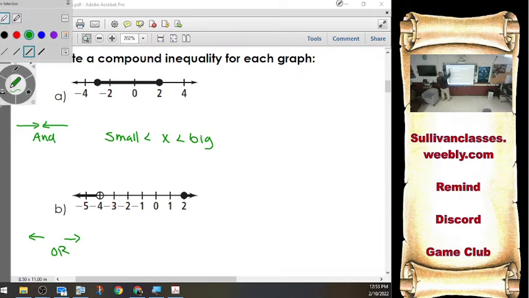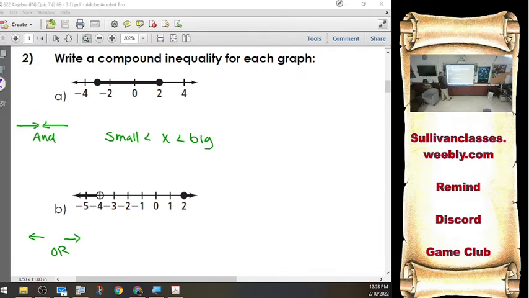So in this case, what's my small number? -3. Okay, right in between them. Now when I say less than x, will it stay less than, or do I turn it to less than or equal to? Less than or equal to. Why do I know that? Because they're filled in. Okay. And then less than or equal to 2. There you go. The next one, they're going Splitsville. So you write the two different ones and you just shove the word or in there.